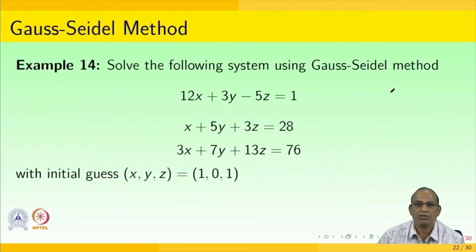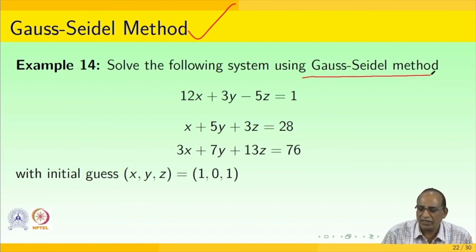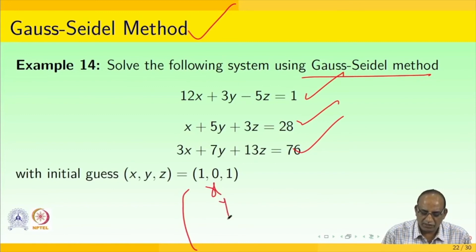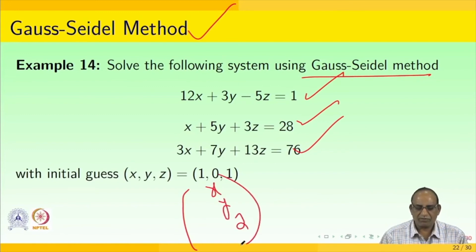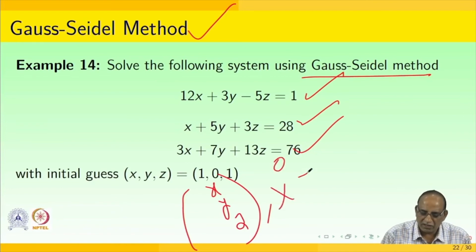And there are many more methods in a similar fashion. One could also look into what we call the Gauss-Seidel iteration method, as we did in many more examples. Solve the following system using the Gauss-Seidel iteration method. Let's say you are given 3 equations, the first equation, second equation, third equation. There are 3 unknowns, x, y, z. So let's say that the initial guess x0 is given as 1, 0, 1.